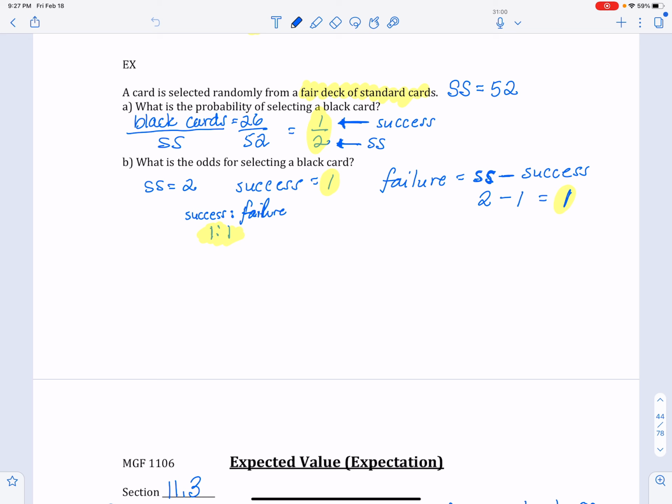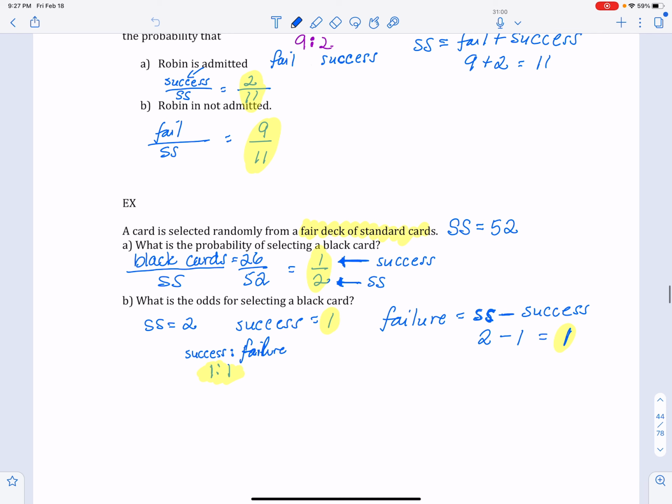marketing ploy. But who knows? Maybe the person who did it did not study odds.